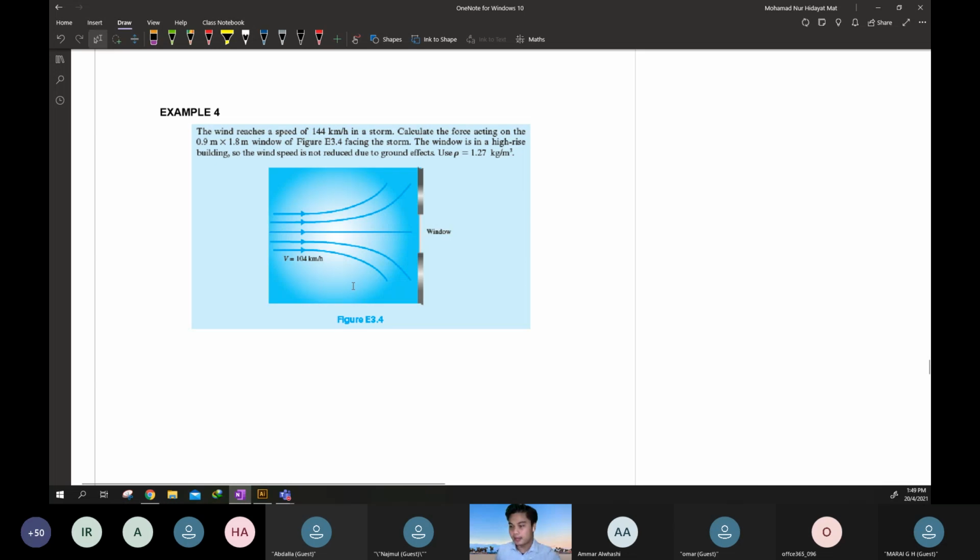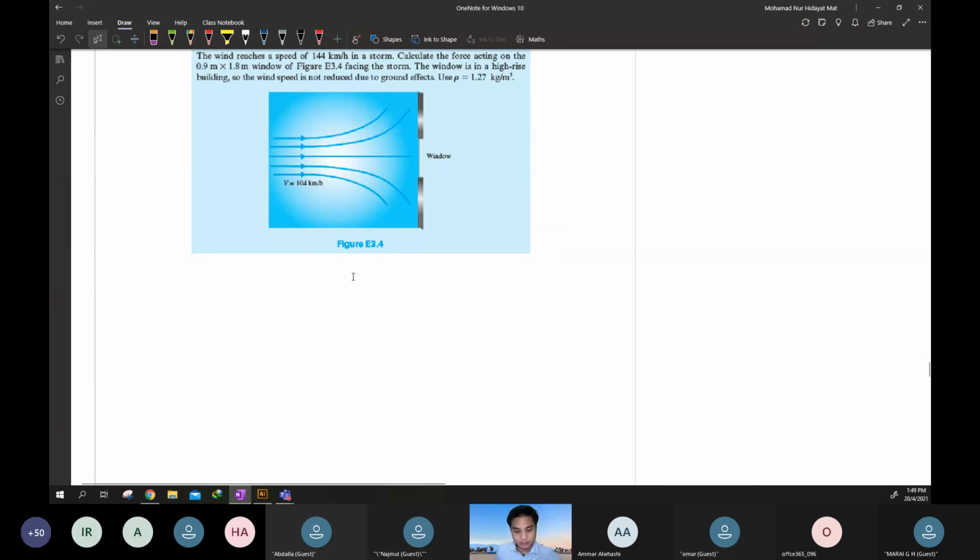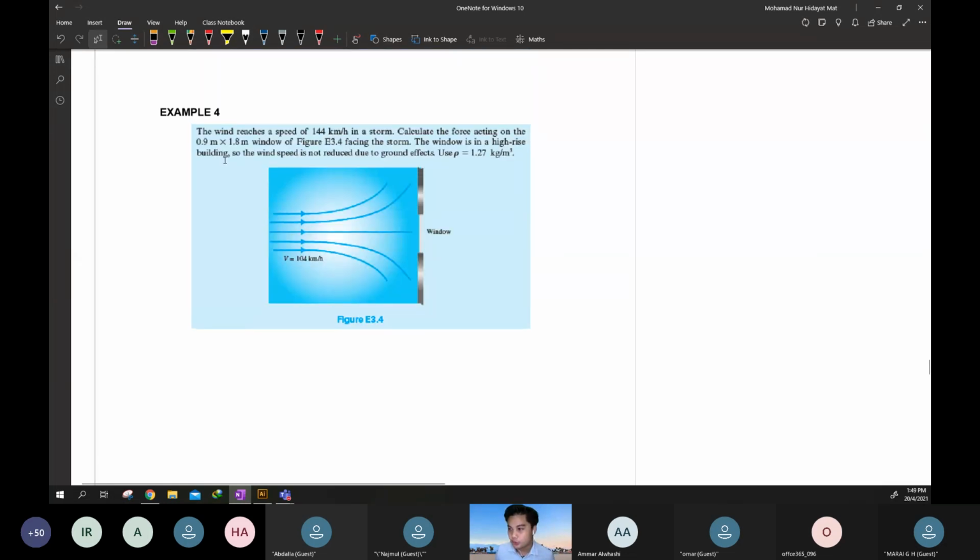Okay, we try one example and then we end our session. The wind reaches a speed of 144 kilometers per hour. This is not an SI unit, all right? The SI unit is meters per second.